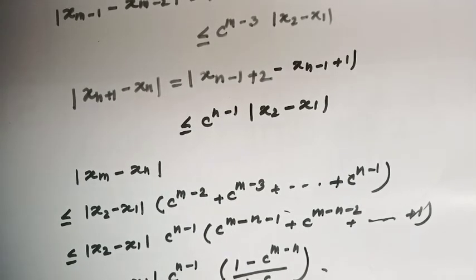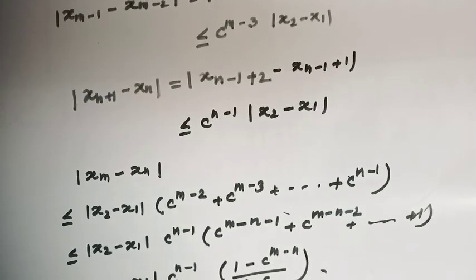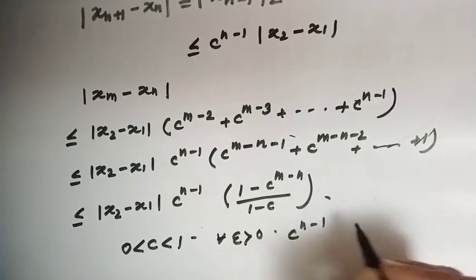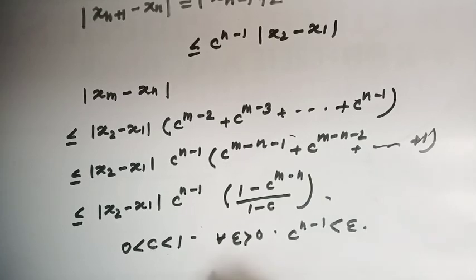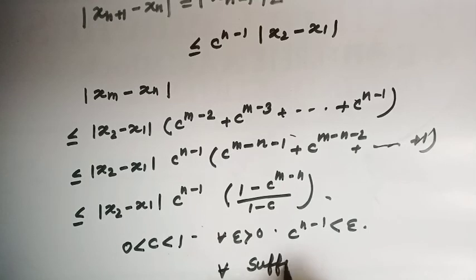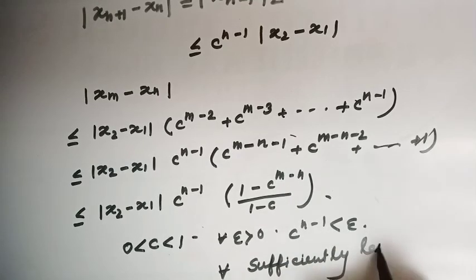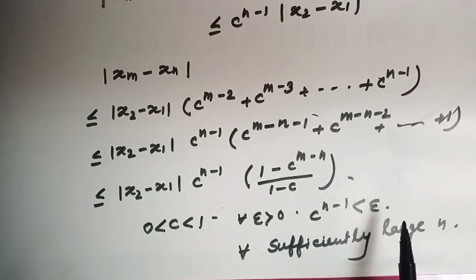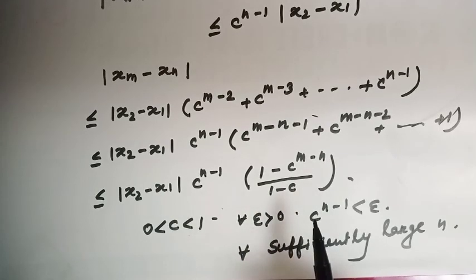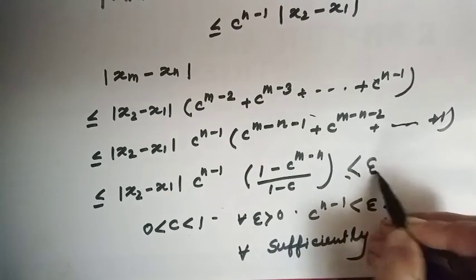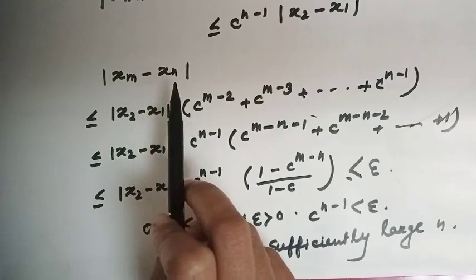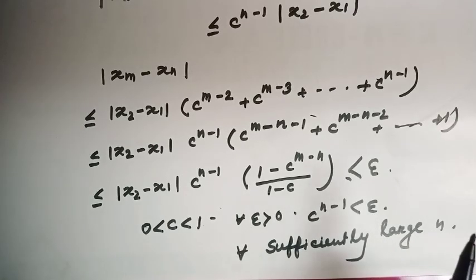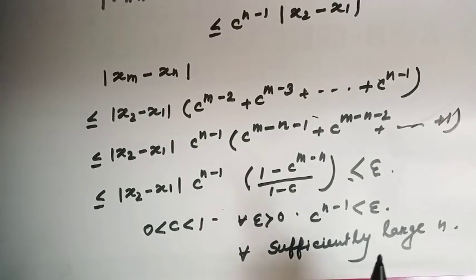And the contractive condition, c always 0 less than c less than 1. Then we get, for all epsilon greater than 0, c to the power n minus 1 is always strictly less than epsilon for all sufficiently large n. Are you getting my point? Okay. And since this is less than epsilon, this value also will be less than epsilon. That means absolute value of xm minus xn less than epsilon for sufficiently large n. So our proof is done. This contractive sequence is a Cauchy sequence.